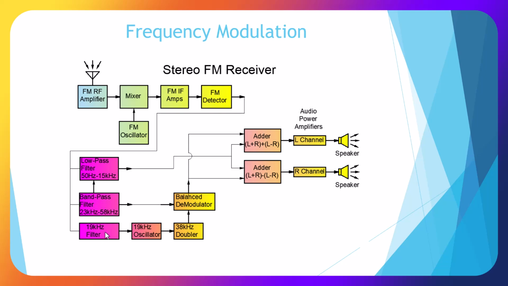We go through a 19 kilohertz filter to remove that carrier signal. Go through an oscillator, a doubler, and then we go through the balanced demodulator, which combines those, and we go into an adder and an adder. So the first adder is going to be left plus right plus left minus right, which is going to give us our left channel out to the amplifier and speakers. The other one is going to be left plus right minus left minus right, which is going to leave us the right channel.